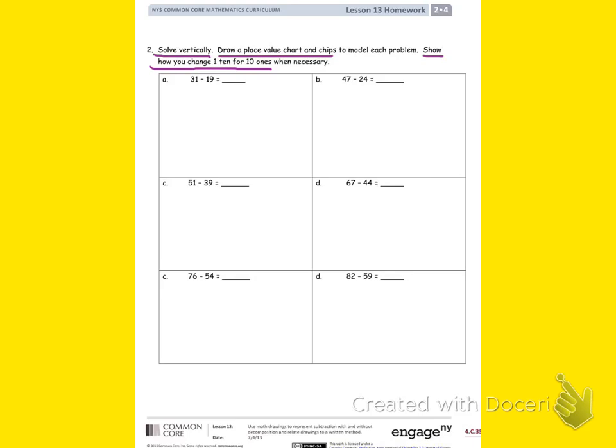Item A, 31 minus 19. First, I'll write it vertically. 31 minus 19. It's important that I make sure my numbers line up. If you don't line up your numbers, there's a good chance you'll get the problem wrong. Now I'll draw my place value chart, and I will label the columns ones and tens.